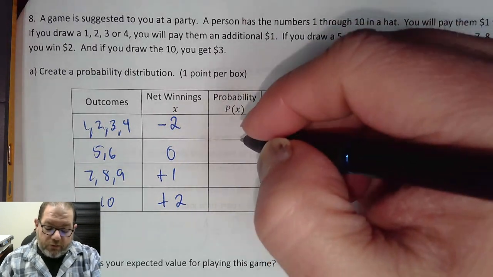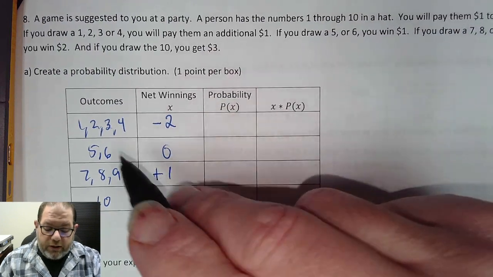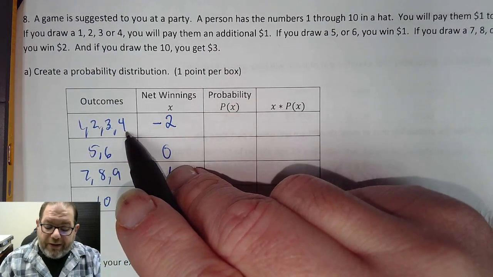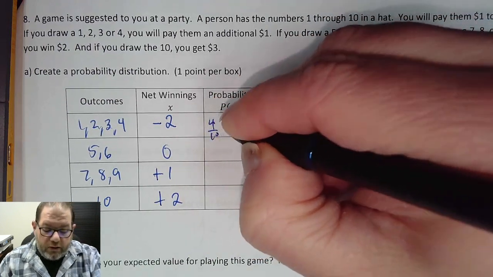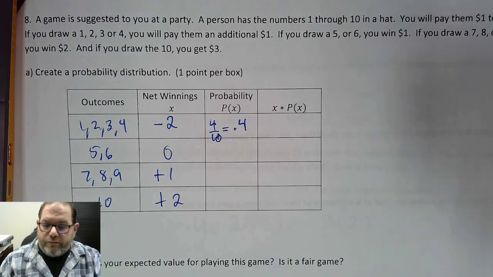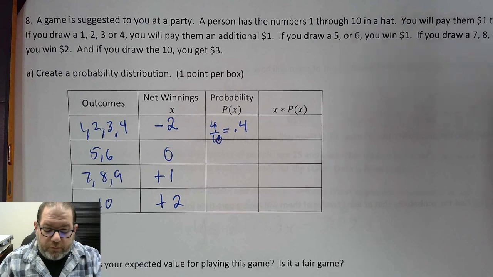Now, what is the probability that we would have this particular outcome of losing $2? Well, that happens for 4 different numbers out of the 10 that are possible. So this is 4 out of 10, which is 0.4. You don't have to write down the 4 out of 10 there, but this is just indicating how we got this number.